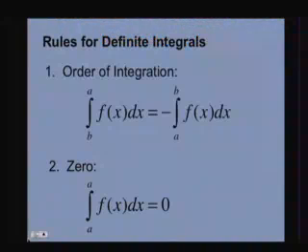Rules for definite integrals. The order of integration. What this tells us is if you switch the order of the limits, then you just get the negative of the integral. The zero property simply says if you integrate from a to a, in other words, you have the same upper as lower limit, then you get 0 as the value of the integral.